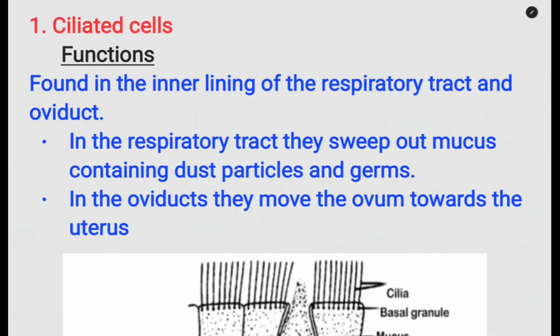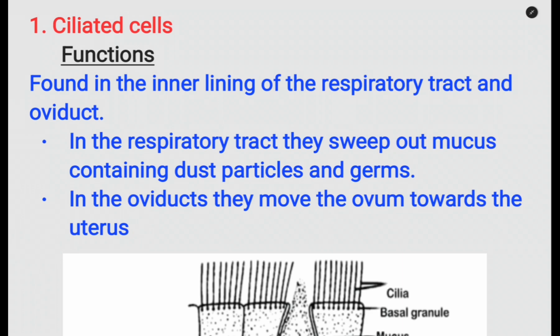So we are going to start by looking at ciliated cells. The first thing that we want to know is, where are these ciliated cells found in organisms? Some of these specialized cells that we are looking at are from plants and some of them are from animals. For example, ciliated cells are not found in plants, but are animal cells. So where are they found in animals?